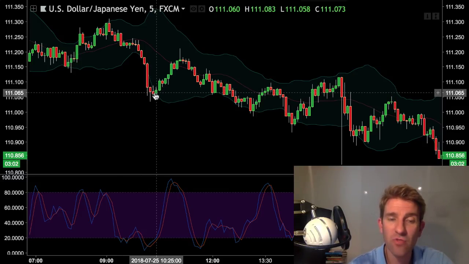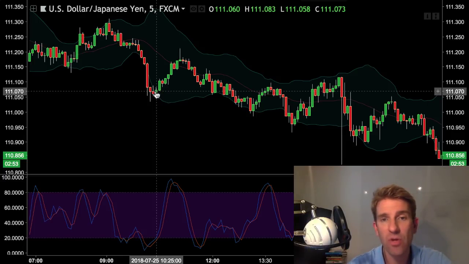Here we go. Waiting for our first green. First green. Bang. We take our long entry. Our long entry is going to be at 111.07. What's our stop going to be? It's going to be 10 ticks below that. It's going to be 110.97.